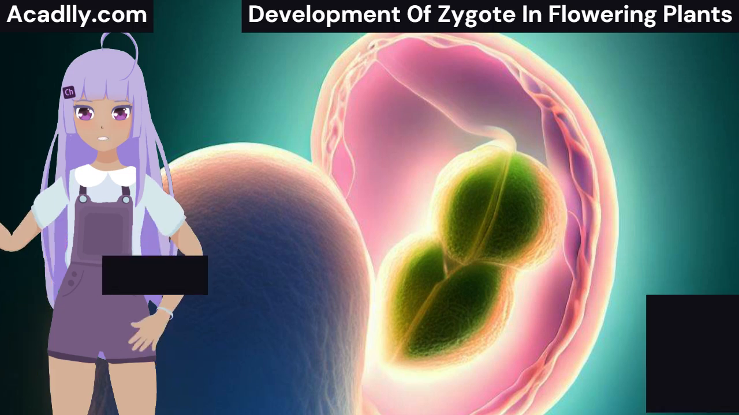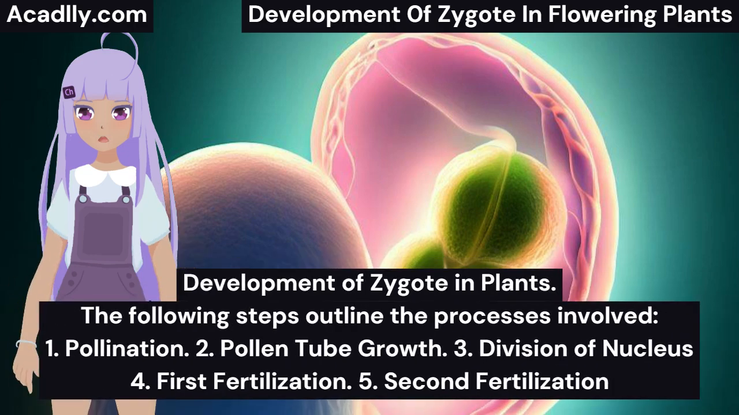The following steps outline the processes involved. 1. Pollination. After pollination, the pollen grain lands on the stigma and absorbs a sugary liquid, causing it to swell and germinate. 2. Pollen tube growth. The outer coat of the pollen grain splits, and a pollen tube grows out and down inside the style.